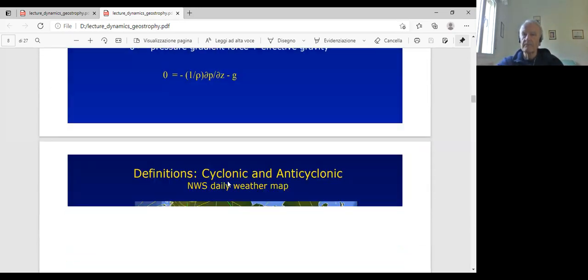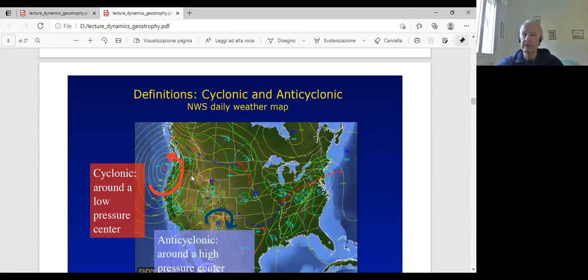Therefore, we are able to estimate not only the direction of the wind, but also the magnitude or the strength of the wind. If you see, for example, the measurements of the pressure field near tropical cyclones, you will see that the isobars are very, very close to each other. They are very close to each other because there the wind is very strong, very high.